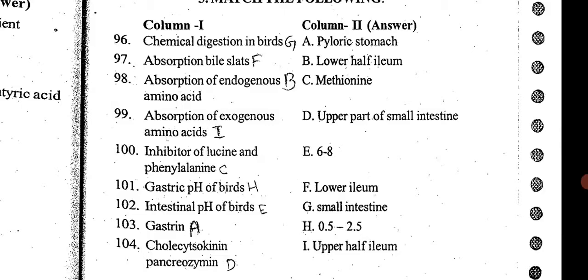Both are absorbed in the ileum. If exogenous amino acids are absorbed first, they should be absorbed from the upper half of the ileum, and as the endogenous amino acids are absorbed later, they should be absorbed in the lower half of the ileum. Chemical digestion of birds is in the small intestine, and the absorption of bile salts is in the lower ileum. The lower ileum has two functions, and the upper ileum has one, as it is responsible for absorption of exogenous amino acids.